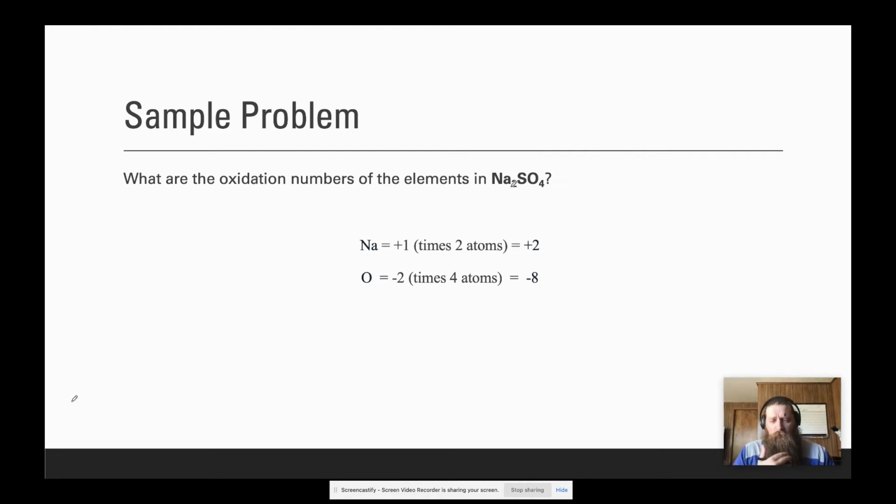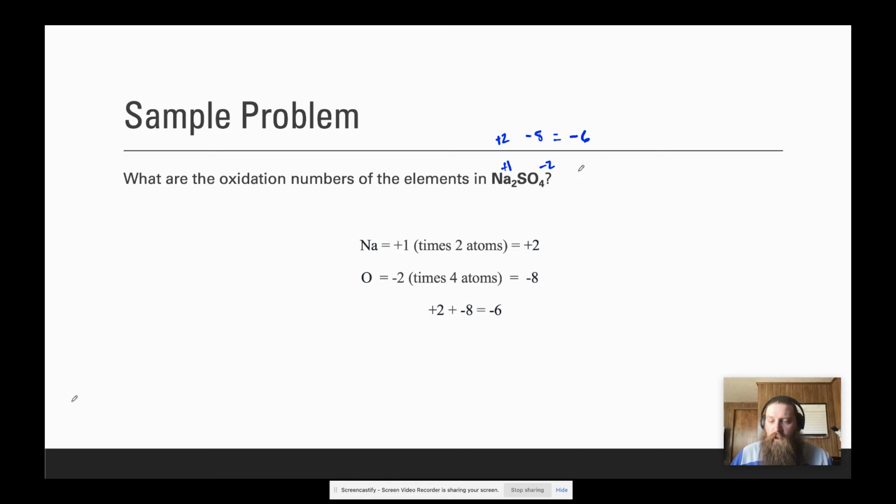Well, this is where Rule 8 is really important. Rule 8 says if there's no net charge on the molecule, everything has to add up to 0. So +2 and -8 make -6. That is the current net charge that we have, right? We have a +1, we have a -2. So we have +2 -8. That's our overall charge. So right now we're saying this whole molecule is -6.